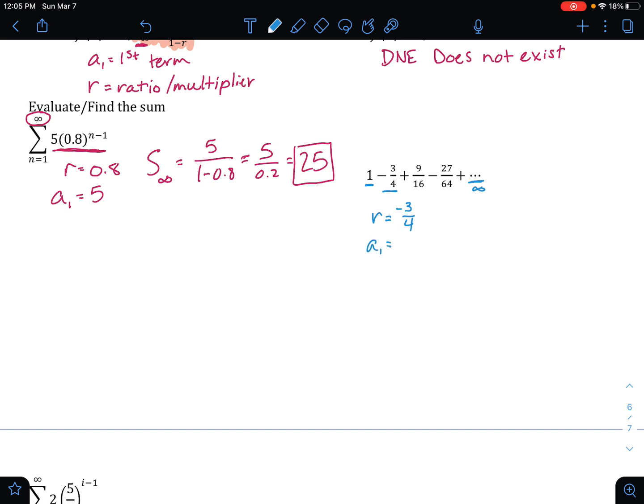Our first term is 1, so therefore we can substitute in and solve. This would be the same as 1 over 1 minus negative 3/4, which is going to give us the same thing as 1 over 1.75, or since it's in fraction form, I'll just call it 1 over 7/4, which if you put this into your calculator, you should get 4/7. So it's very, very simple as we're going through and solving. You're just trying to identify.